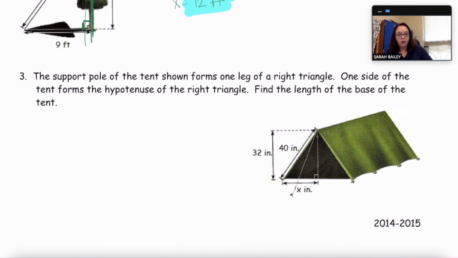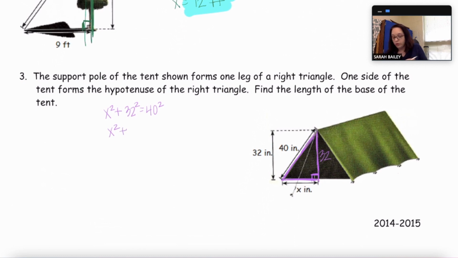Okay, I'm going to change my color and see if that helps it show up. So I have a right triangle here. Can you guys see that? Okay, so we know we have a hypotenuse of 40, one leg is x, and the other leg is 32. If this is 32, then this is 32, right? All right, so I am, again, missing a leg. So I'm going to do x squared plus 32 squared equals 40 squared.